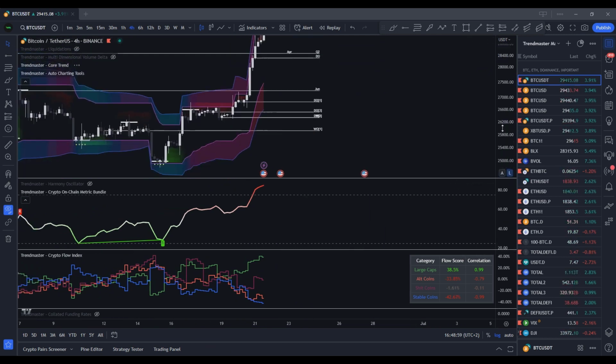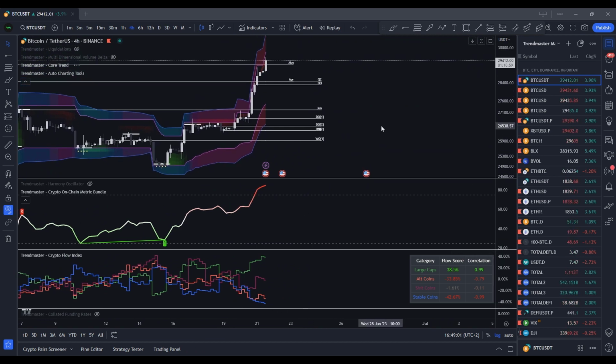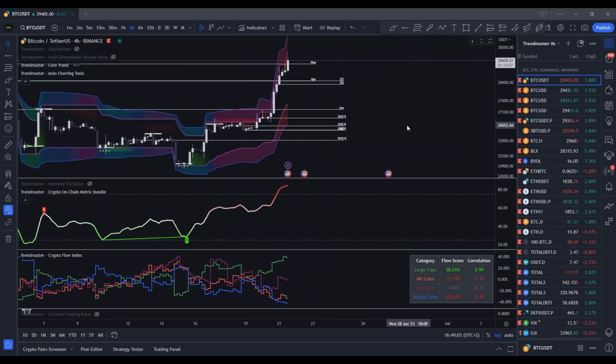Chris, I have a question. Is this price action based on BlackRock and all the other big banks opening the ETFs? No.